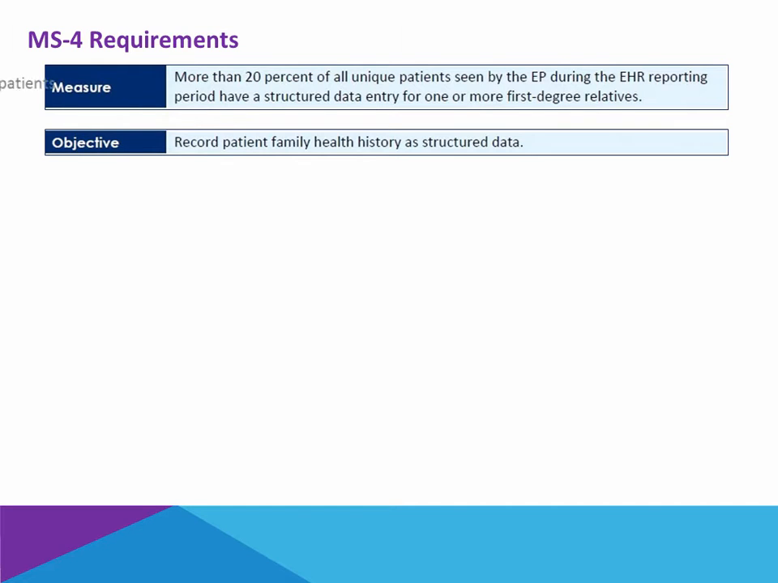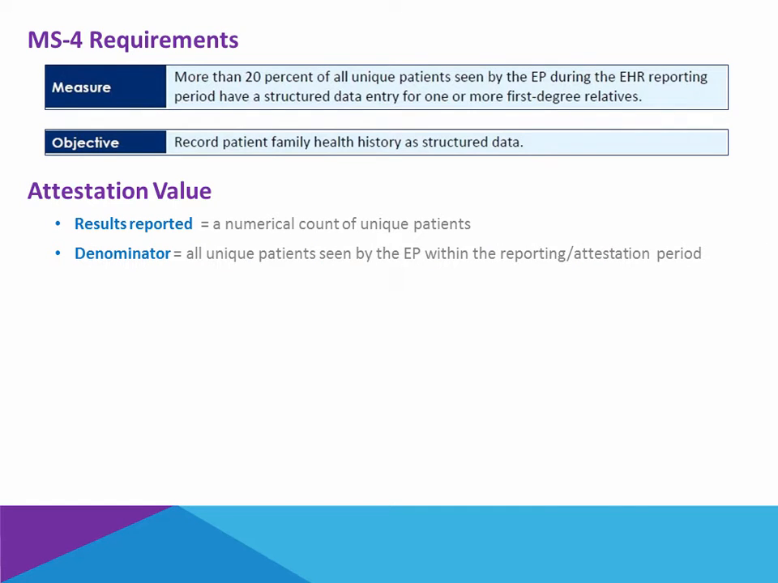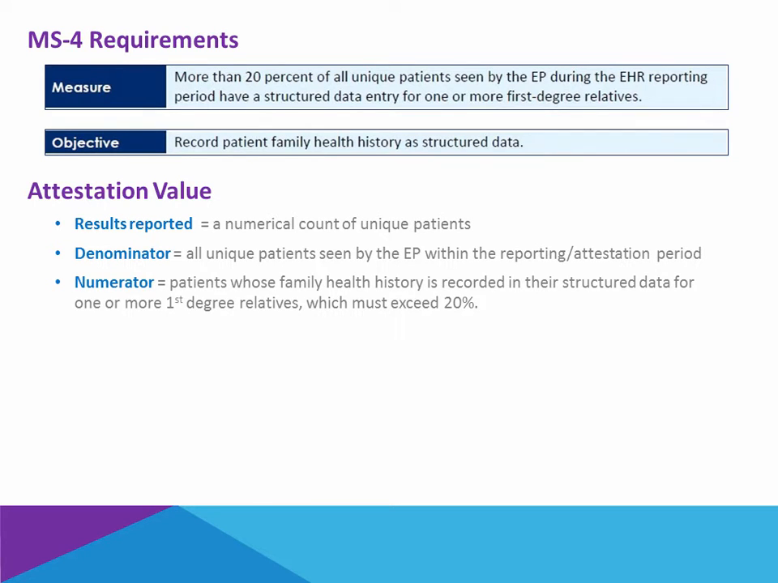Now, at the end of the reporting period, during attestation, this will be a numerical count of unique patients. Therefore, there will be a numerator and a denominator reported. The denominator will represent all unique patients seen by the doctor within the reporting period and up until the attestation date. The numerator will represent the number of patients within that denominator set who actually do have structured data recording family health history for one or more first-degree relatives, and it must exceed 20%.